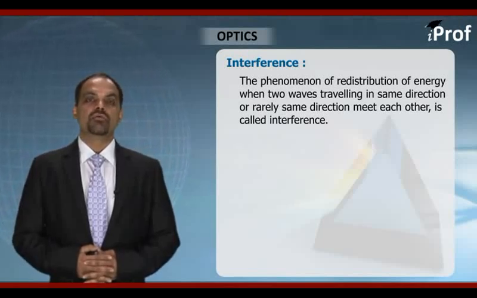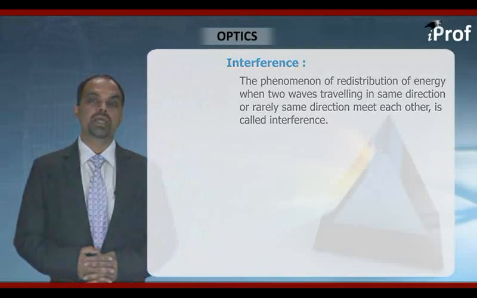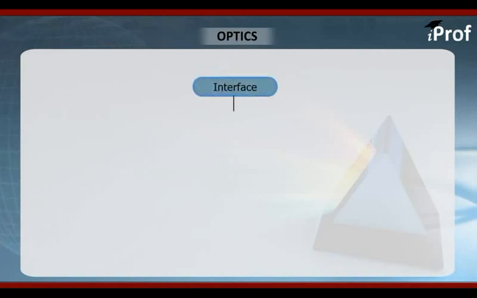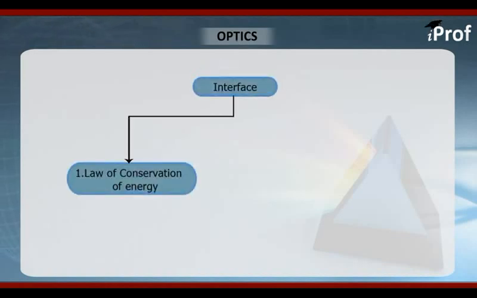Now we can see very clearly that this phenomenon of interference is basically based on two principles. The very first principle is the law of conservation of energy. All of us are familiar with the law of conservation of energy. Now according to this law, we know that energy can neither be created nor destroyed, but it can be transformed from one form to another form. The phenomenon of interference is based on conservation of energy.